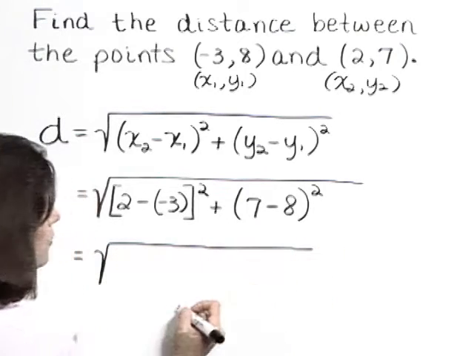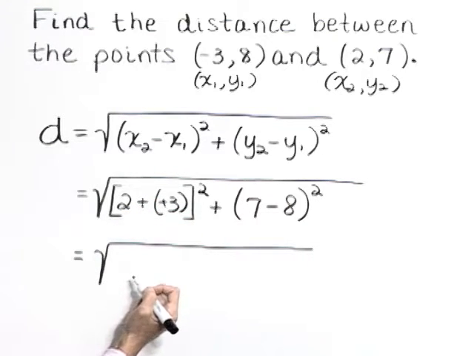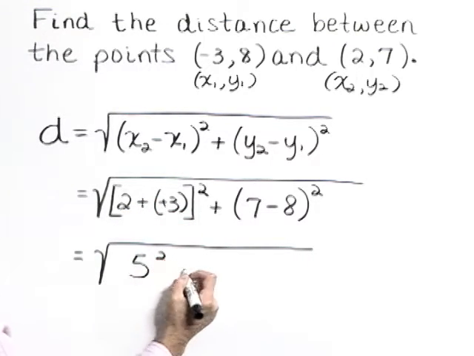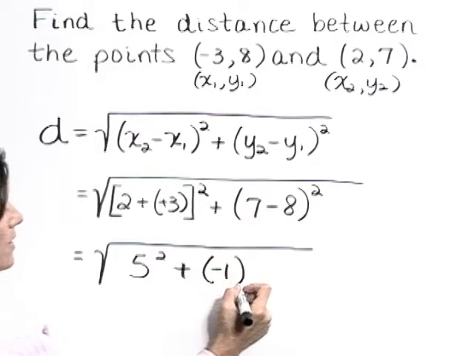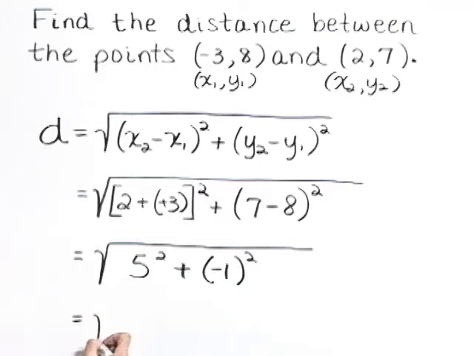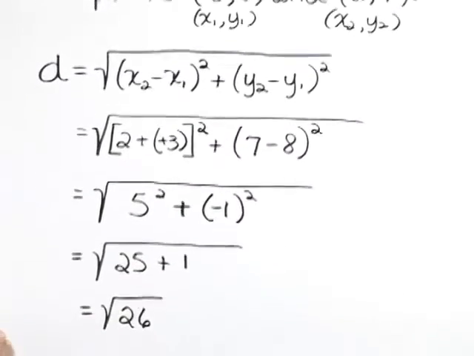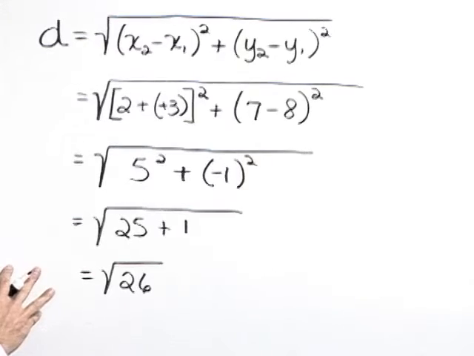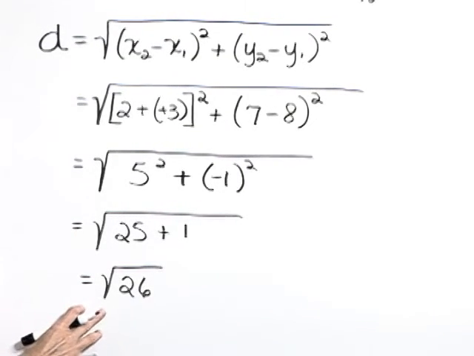Simplifying, this is the square root of 2 minus a -3 is 2 plus 3, or 5 squared. 7 minus 8 is a -1 squared. This becomes the square root of 25 plus 1, that's the square root of 26. Therefore, the distance between the points -3, 8 and 2, 7 is the square root of 26.